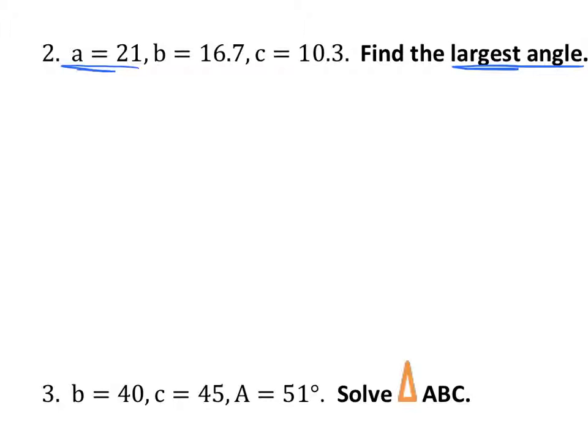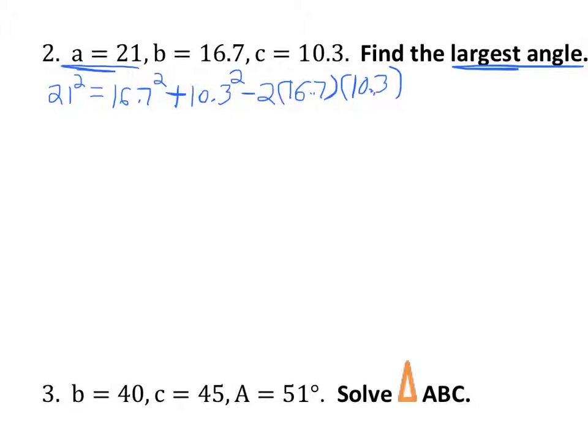So that means I'm going to use the first formula, where it's a squared equals b squared plus c squared minus 2bc times cosine of A. I'm going to have little a squared, so it's 21 squared, equals 16.7 squared plus c squared, which is 10.3 squared, and then minus 2 times b times c, which is 16.7 times 10.3, and then it's times cosine of angle A, because angle A is the largest angle.